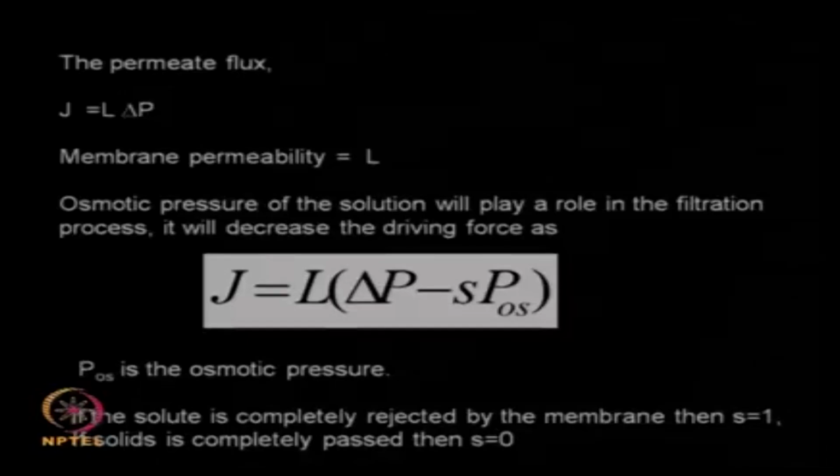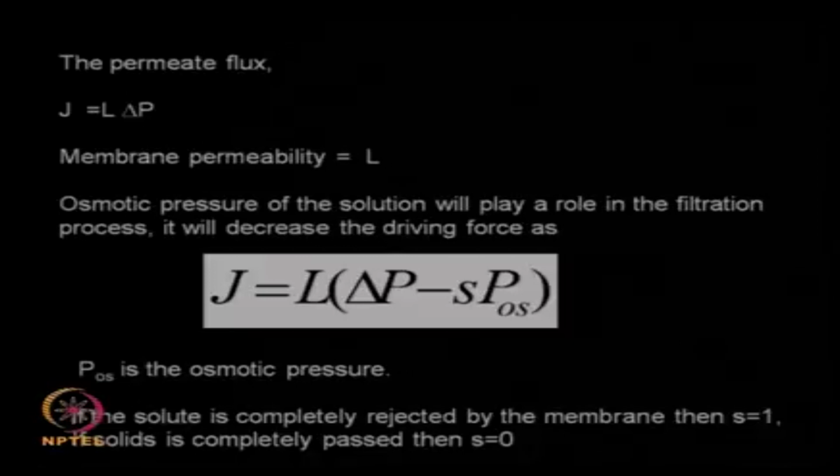But if the solute is completely rejected, then obviously the concentration of the solute in the upstream will be much higher than the concentration of the solute in the downstream. So you are going to have an osmotic pressure taking place. That will decrease your driving force delta P. So osmotic pressure plays a very important role in reducing the driving force, and the property of the membrane process determines this particular reduction in the driving force.